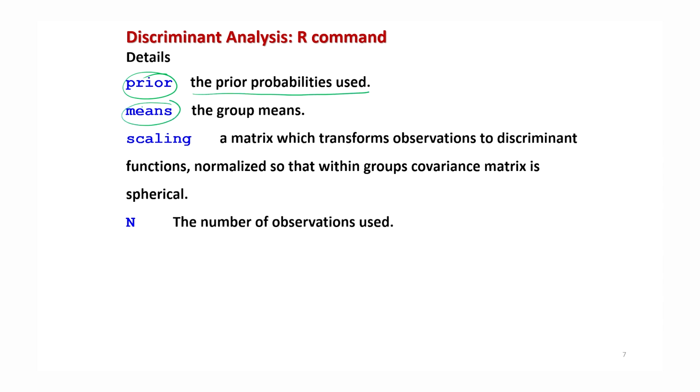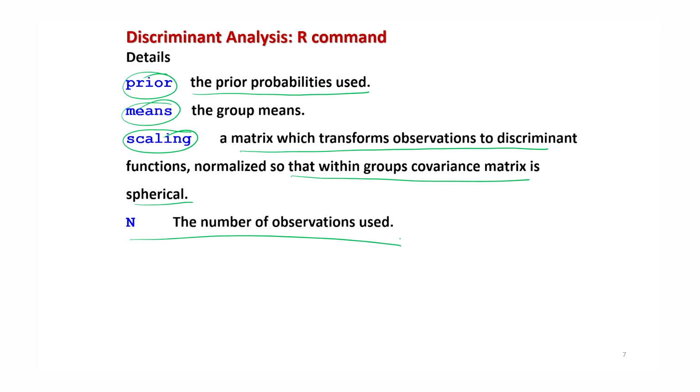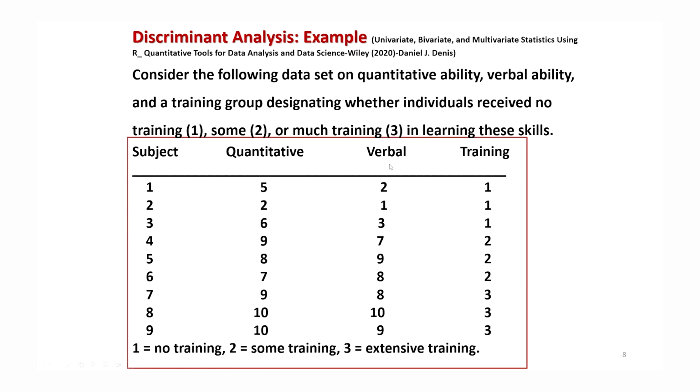You will get the group means here under the name means, and then there will be scaling, which is a matrix that transforms the observations to normalized discriminant functions, so that the within-group covariance matrix is spherical, right? And capital N will be the number of observations used. So now let us take an example to make things clear to us.